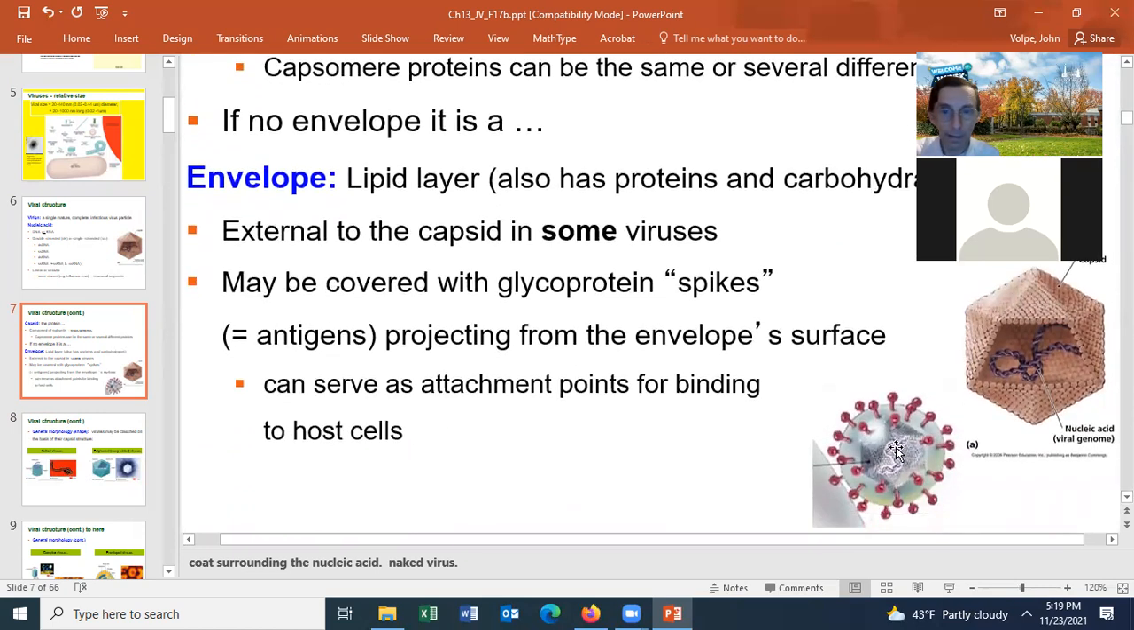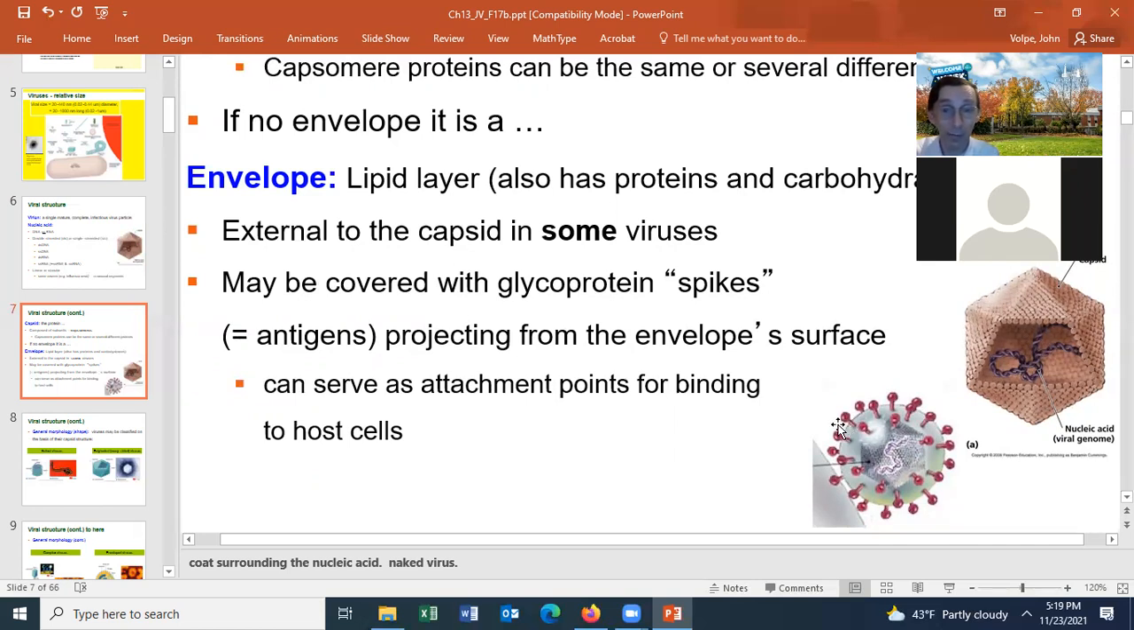So there you see the nucleic acid, and you can sort of see the capsomere right in there. And then surrounding that is the envelope. And the envelope may be covered with glycoprotein spikes, these red or purplish spikes right here. And the spikes are important to a virus because they're the antigens, what the animal, or I guess it's only animals that have an immune system, recognize as something foreign. And so the spikes can be recognized as foreign by the host immune system.